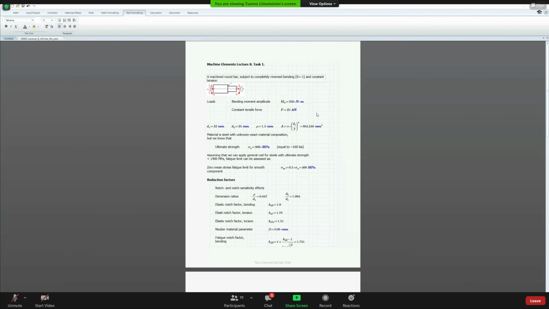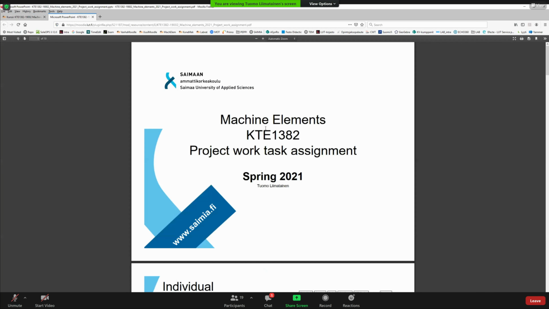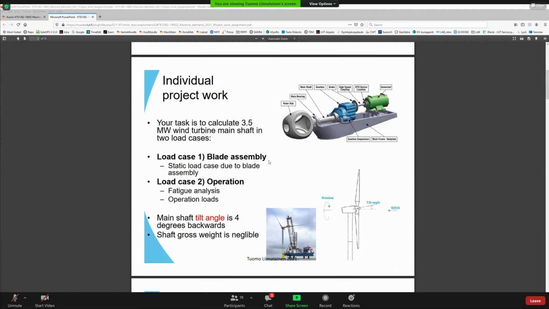Which leads us into the discussion about project work. So we could check what is the task assignment. Finally, I think everybody's been quite eager to get this assignment. So can you see the screen, by the way?